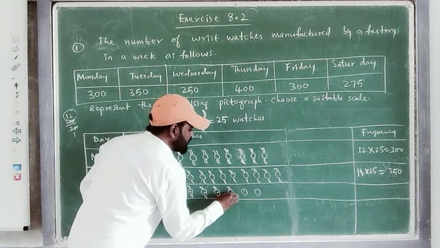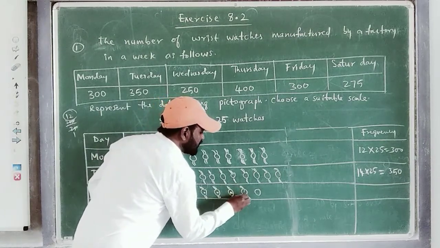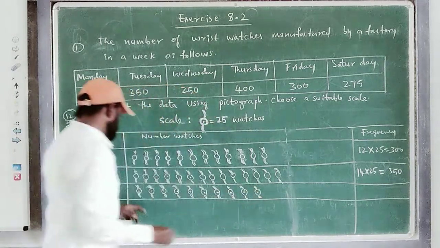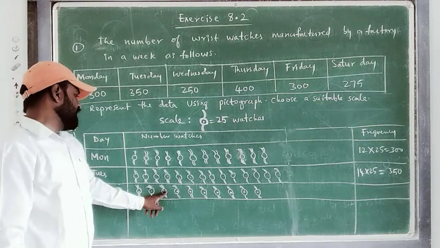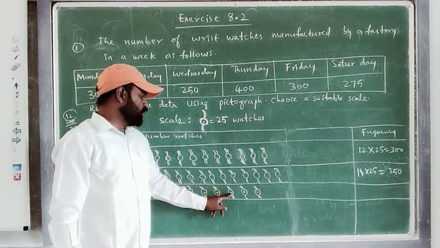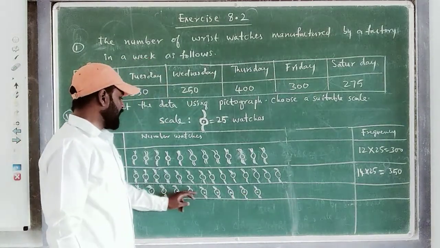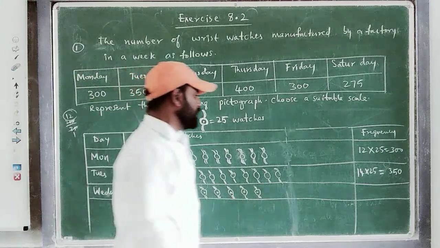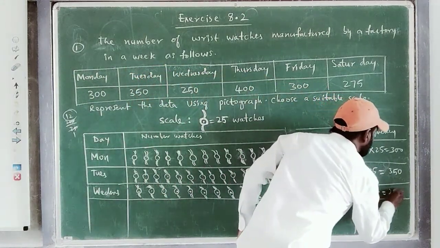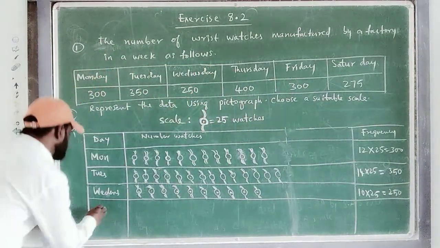Imagine these are watches, wrist watches. So 25, 50, 75, 100, 125, 150, 175, 200, 225, 250. So how many are there? 1, 2, 3, 4, 5, 6, 7, 8, 9, 10. So 10 into 25, 250, on which day? This is on Wednesday. So next, Thursday.